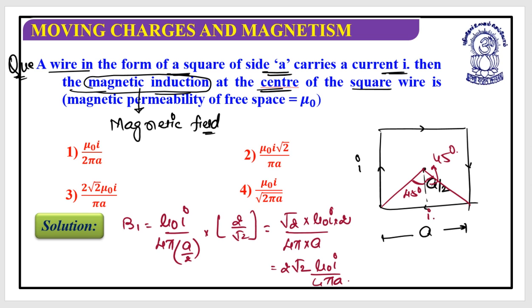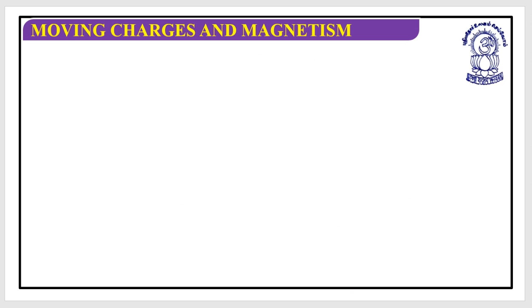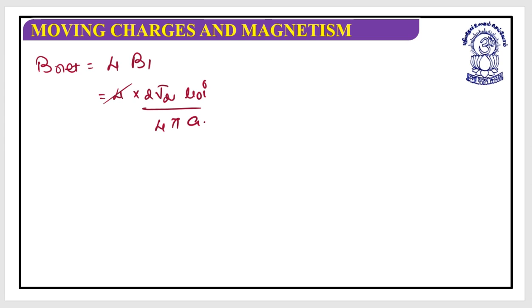But this is of this alone wire. I need to add this for the 4 wires. So B net should be equal to 4 times B1. This is equal to 4 into 2 root 2 mu naught I divided by 4 pi A. Now it's 2 root 2 mu naught I by pi A.